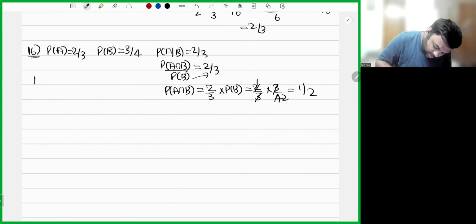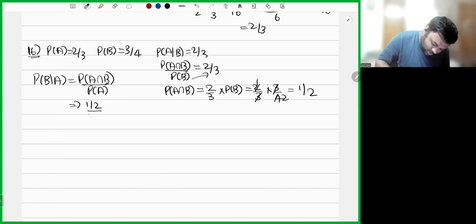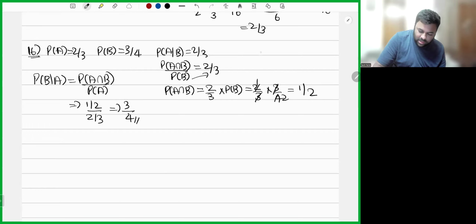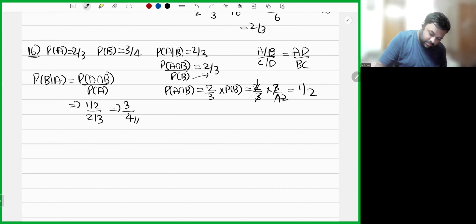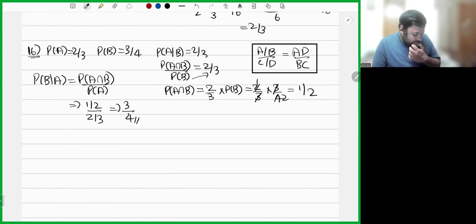Now he is asking you P of B by A. P of A intersection B whole divided by P of A. 1 by 2 whole divided by 2 by 3. So 3 goes to the numerator, 3 by 4. I hope you know this. A by B by C by D will be AD by BC. The same thing. So what is the answer here? Answer is simply 3 divided by 4.